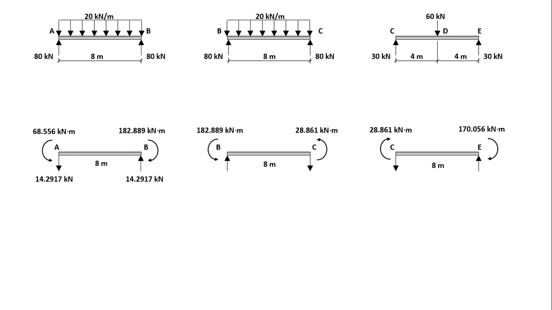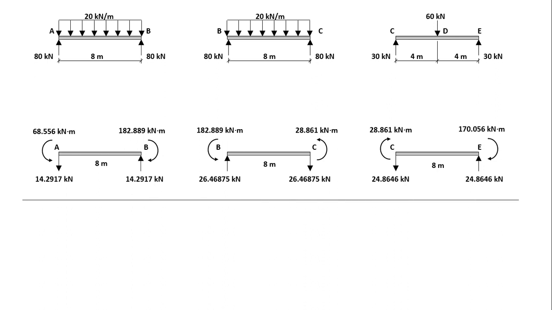Next, 182.889 plus 28.861. That sum, we will divide it by 8. So, here's our value, 26.46875. And lastly, for CE, 28.861 plus 170.056. That sum divided by 8. We get 24.8646. So, just like what we did dun sa ating first example, i-add natin itong dalawang to.